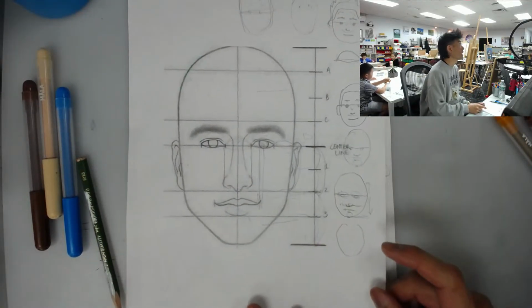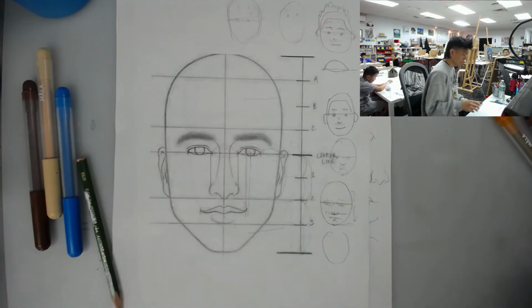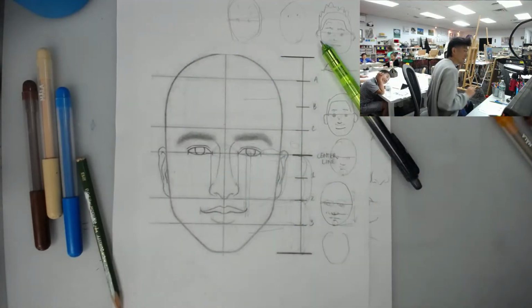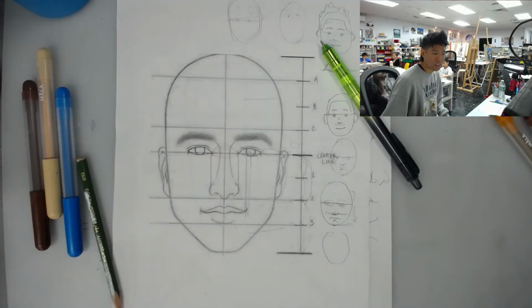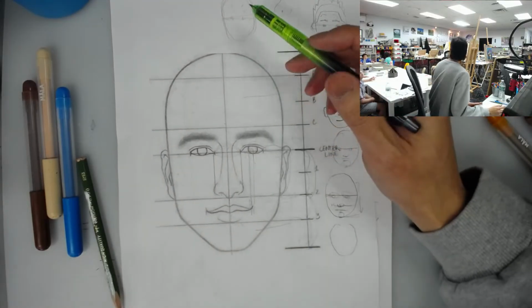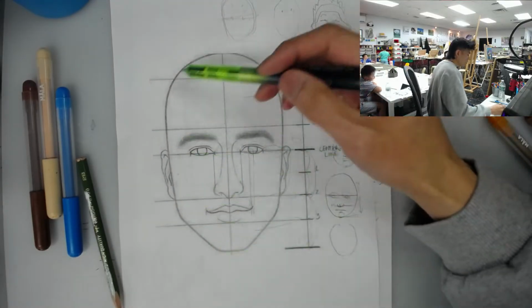So when we look at a face, we have to know where things are. If we draw an oval, let's pretend that we all know how to draw an oval.